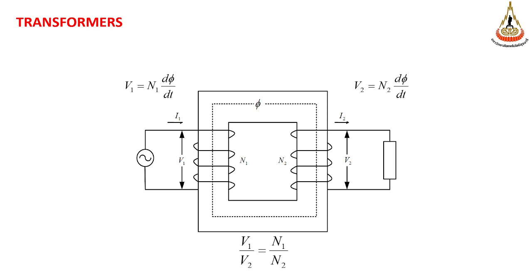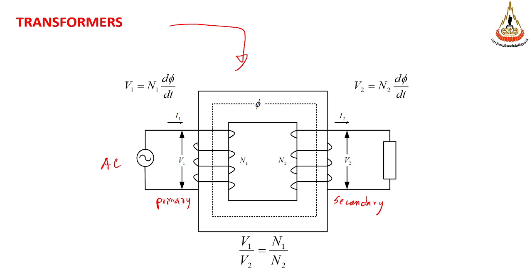In theory, we usually draw the transformer in this form. We turn the coil on the ferrite material. This is the ferrite material, and we have two coils. We call one coil the primary, and the other one the secondary coil. If we apply an alternating current (AC) voltage to the primary side, we can get voltage on the secondary side.